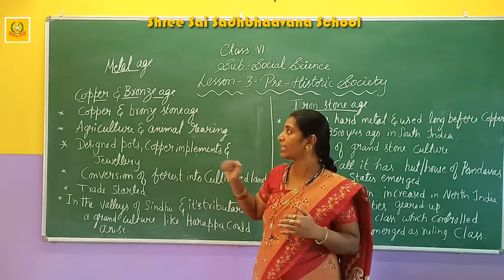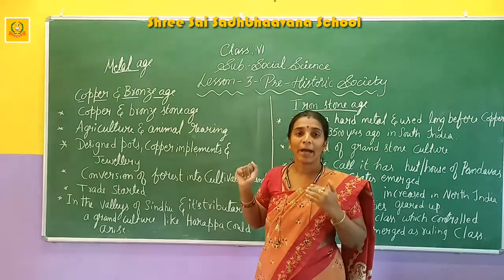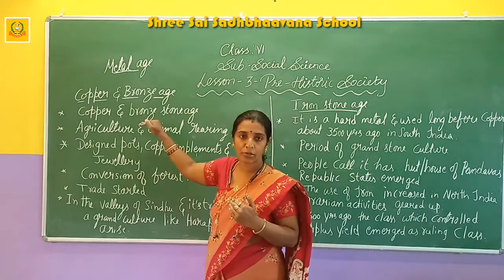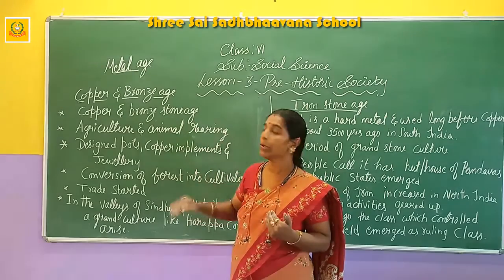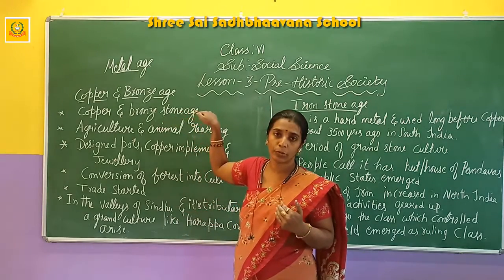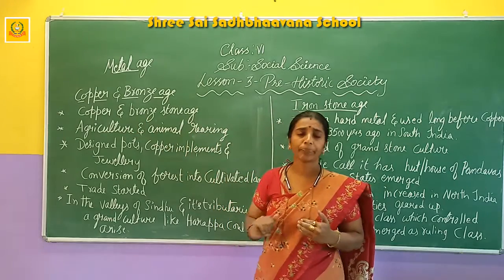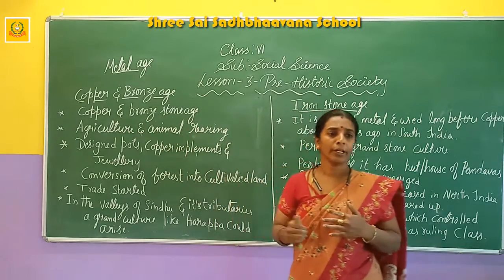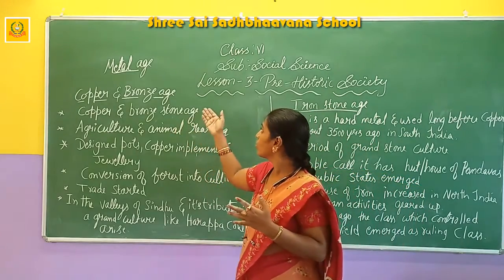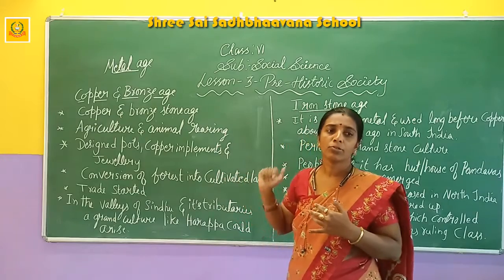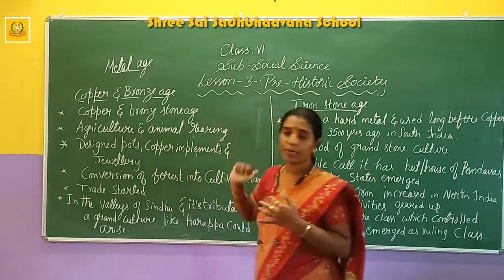You understood why it is also called Copper and Bronze Stone age? Yes, as the quantity of copper and bronze was not more, it was very less, so people continued the use of stone also. So it is called Copper and Bronze Stone age. Children, thereafter, what happened? This age began almost 5,000 years ago. So they continued the agriculture and animal rearing.